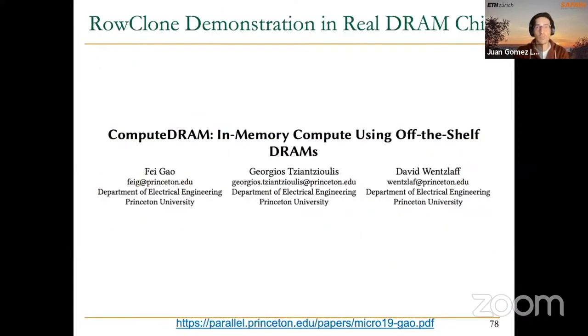And this is the other work that I mentioned, the work that is not from our group. They have shown how to execute RowClone operations in real DRAM chips. The way they did it, and we will talk in detail about this compute DRAM work in a later lecture, is by playing with the timing parameters, with the latencies that you need to respect when you access DRAM. By playing with them it is possible, at least in some of the DRAM chips that they tested, to perform RowClone operations.